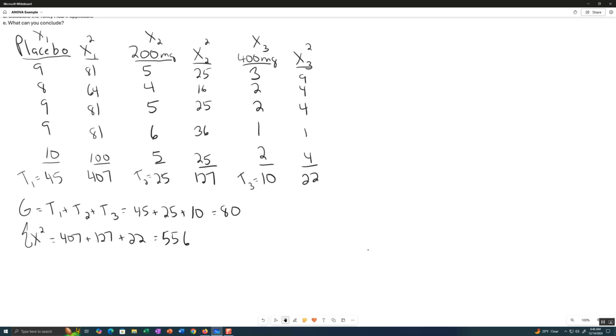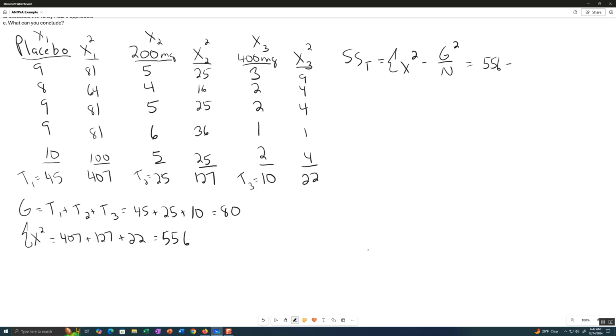So let's do the sum of squares first. We're going to do sum of squares total. SS total, SST, is going to be equal to the sum of x squared minus G squared over capital N. Capital N is the total sample size, so it's all the data points. And since we have 5 in each group, it's going to be 15. So sum of x squared we have here, 556.